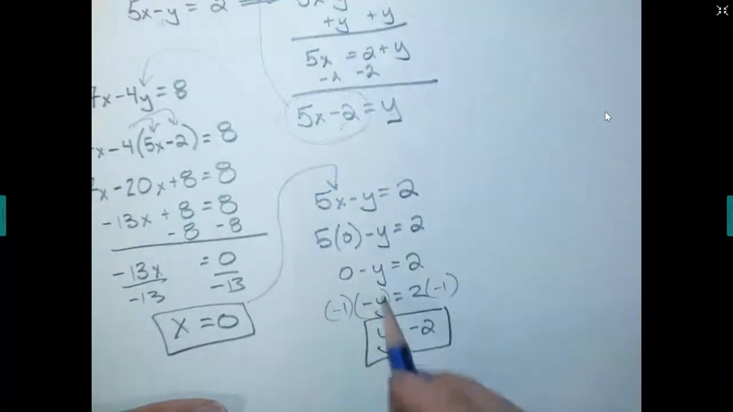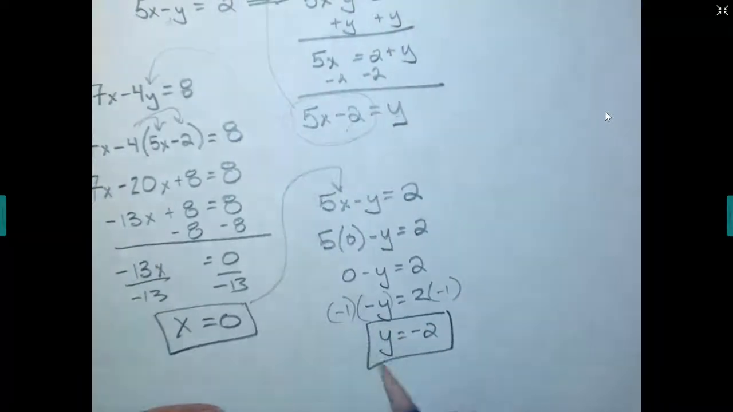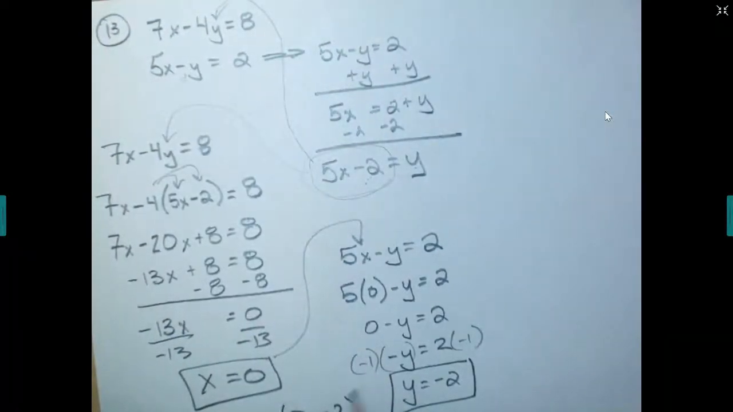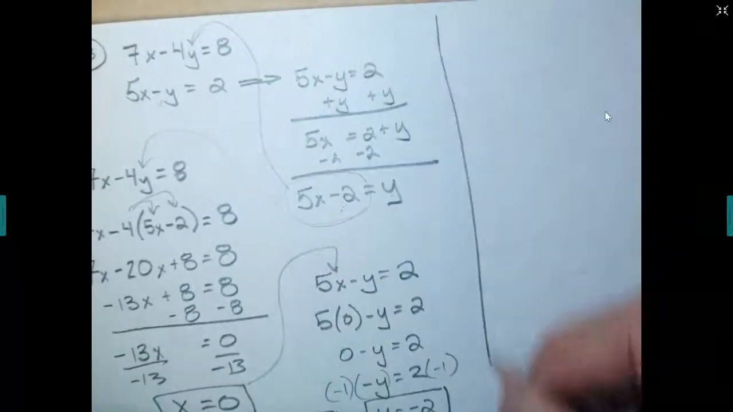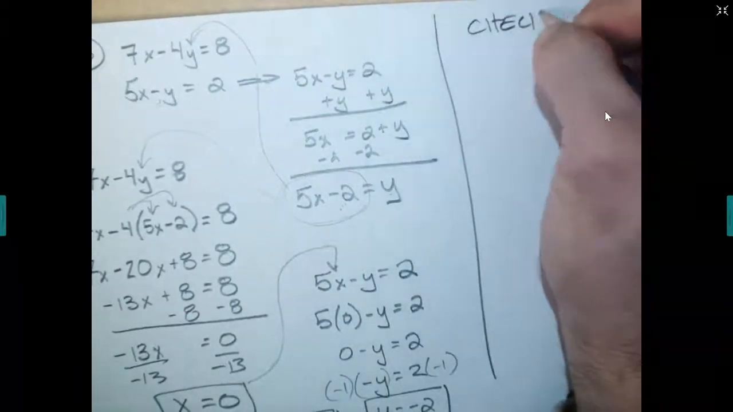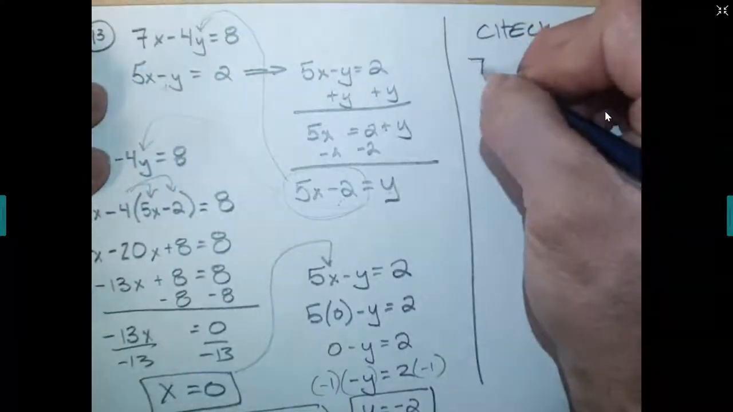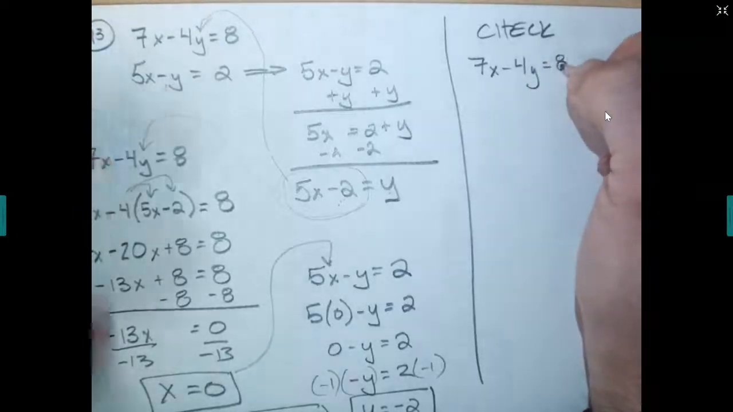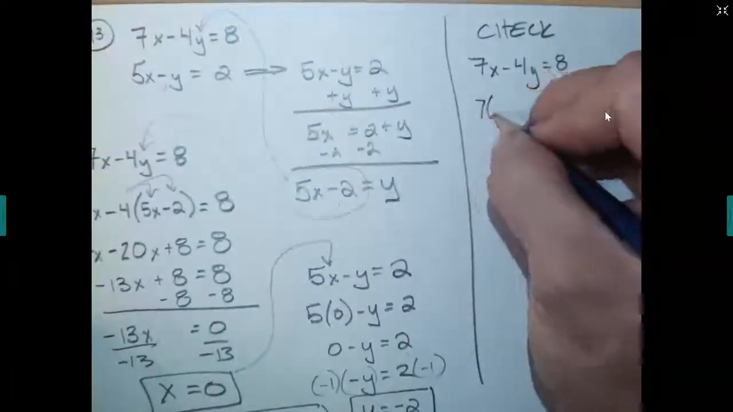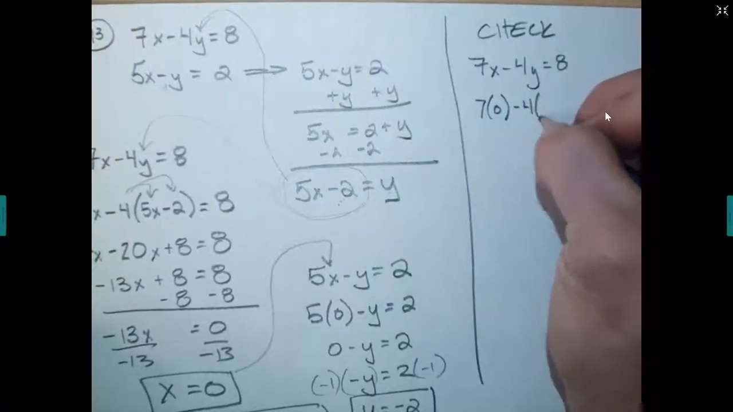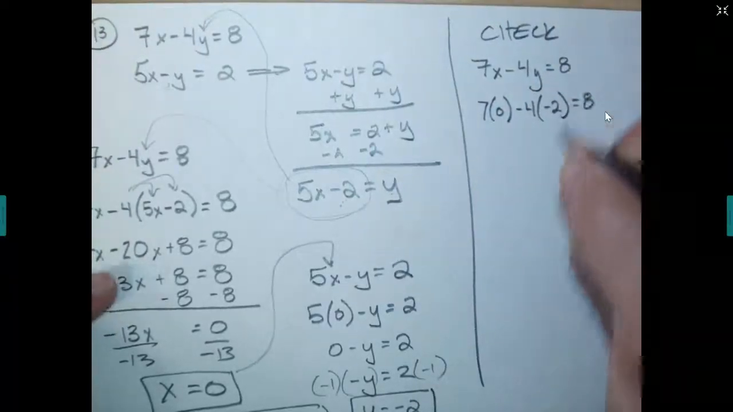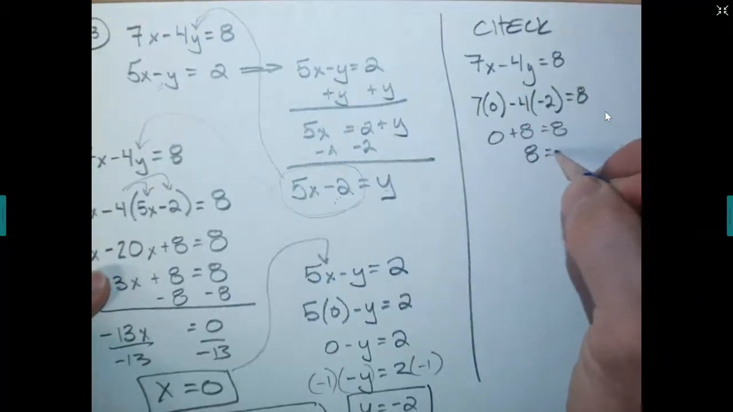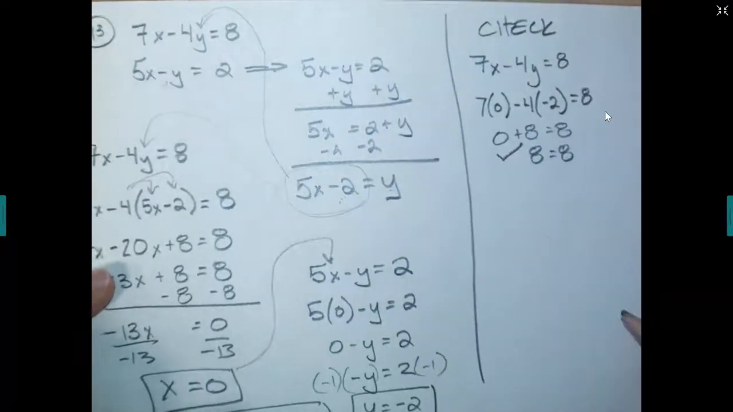Now be really careful with that because let's check and make sure this is right. So I have 0, negative 2. Before I lecture you about how you have to make sure to do that, let's just make sure this is correct. So 7 times 0 minus 4 times negative 2 equals 8. So 0 plus 8 equals 8. 8 equals 8. That one checks out. What about the other one?